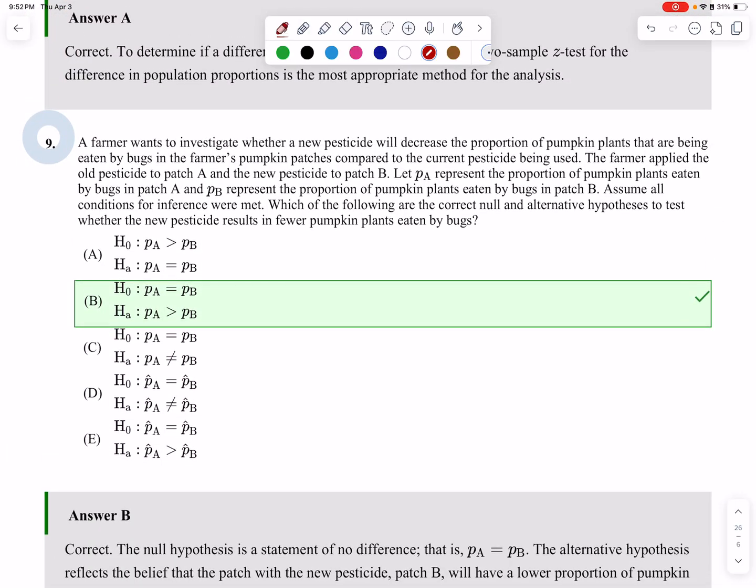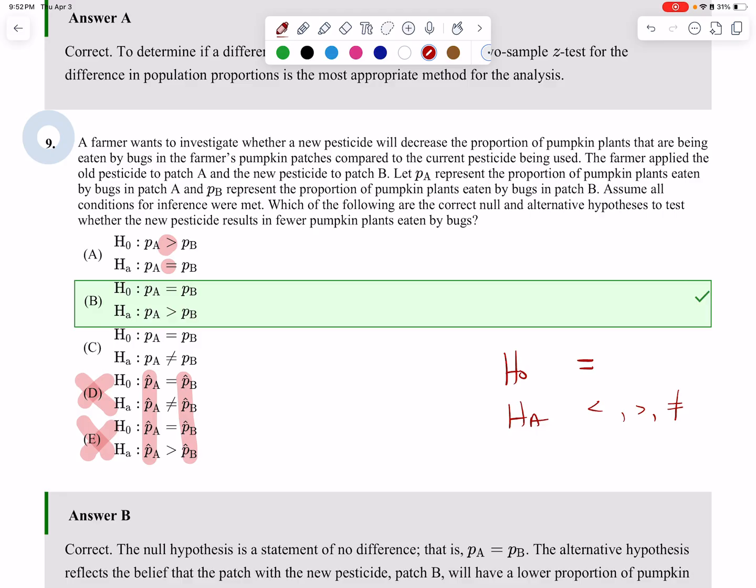Okay, which of the following are the correct null and alternative to test whether the new pesticide results in fewer pumpkin plants eaten by bugs? The first thing I'm going to do is mark what's wrong. P hat, P hat, P hat. Those are wrong. So it's not D and it's not E. Let me mark exactly what's wrong here. The H0 needs to be an equal to, and the HA does not need to be an equal to. The H0 is always something equals, and the HA is always less than, greater than, or not equal to.